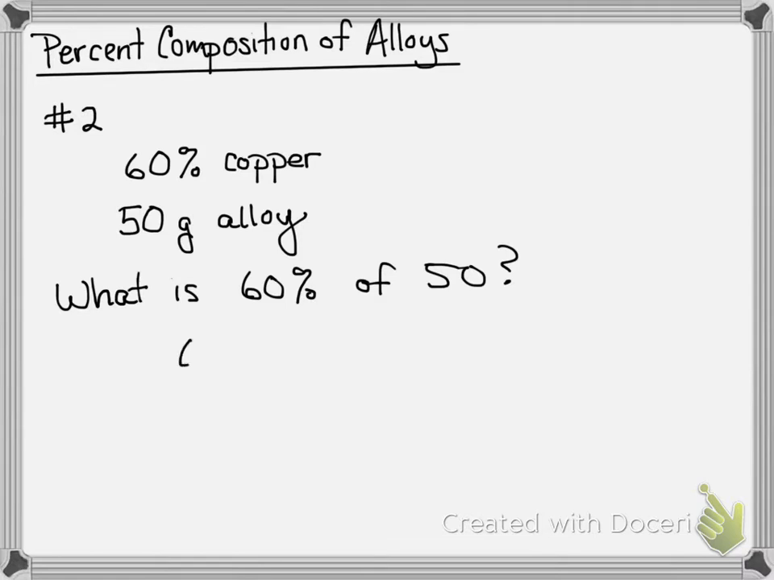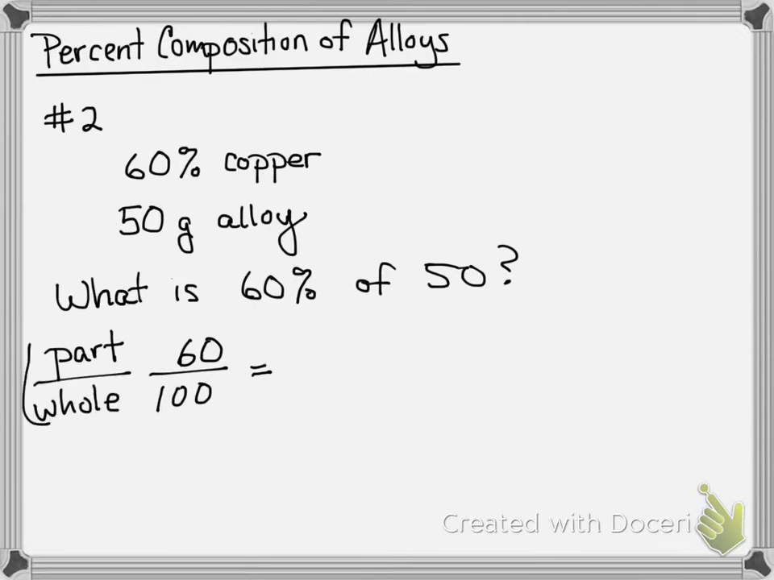60% means 60 out of 100. So this is the part over the whole. Okay, so 60 out of 100. So now what we want to know is how much copper is in 50 grams if it's the same ratio. Okay, so part up here, part over whole.